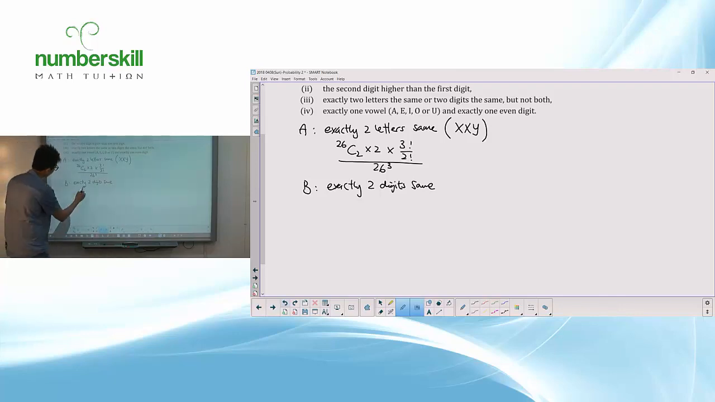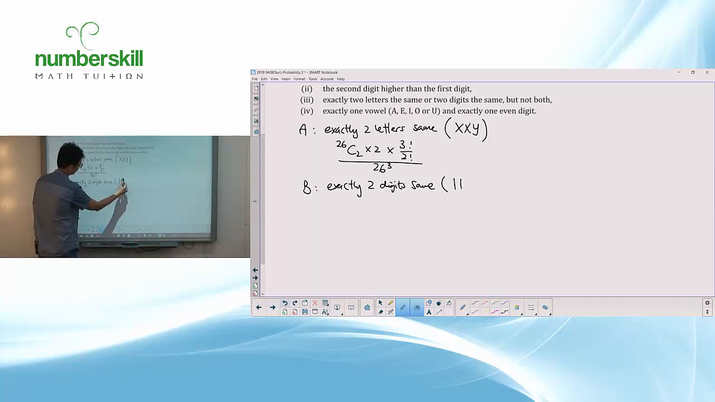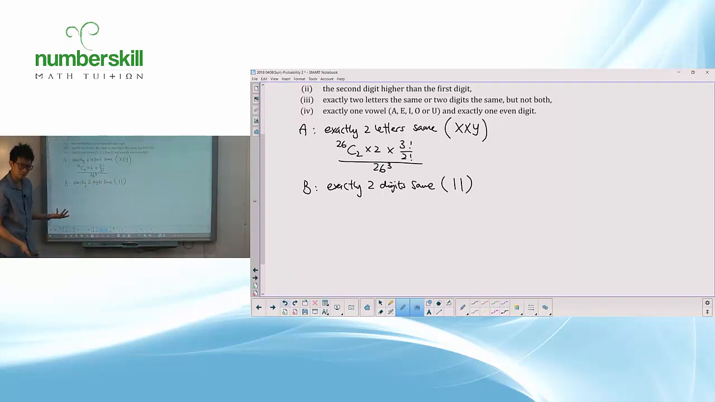Next. Exactly two digits the same. So again, visualization does help, right? Two digits the same, we're talking about 1, 1. Wait a minute. It could have been 2, 2. It could have been 3, 3. 4, 4, 5, 5. It's actually quite easy, right? 9, choose 1.